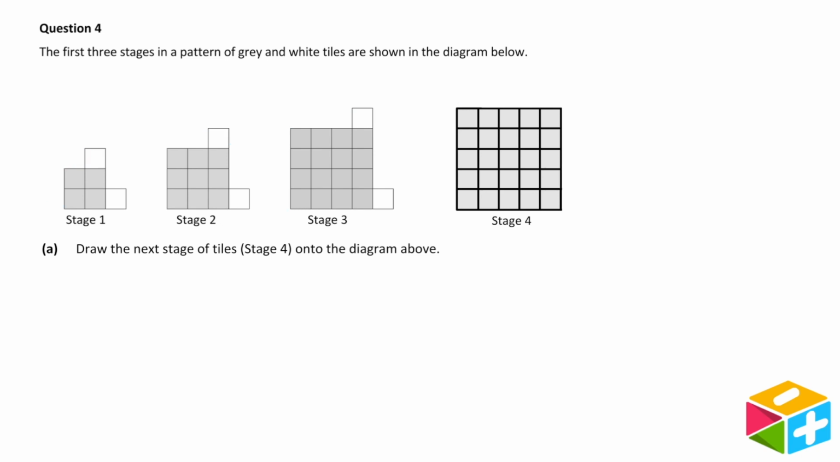Now let's focus on the white tiles. In each of the first 3 stages, we have 2 white tiles. One of them juts out horizontally from the bottom right corner, and the other juts out vertically from the top right corner. Adding in white squares in these positions finishes off the pattern for stage 4.